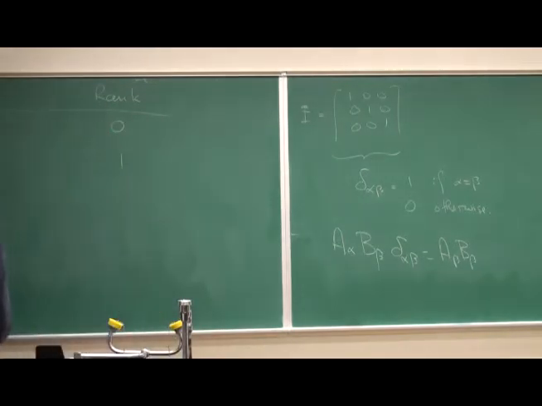So we can add here delta alpha beta, because it's a second rank tensor. I can write it either as I or like this. It's fine. Okay, now what about cross products?